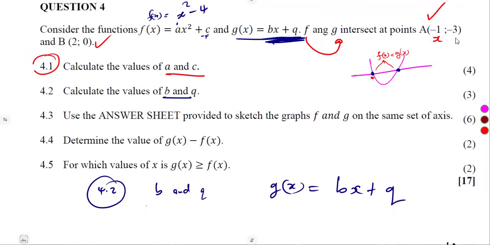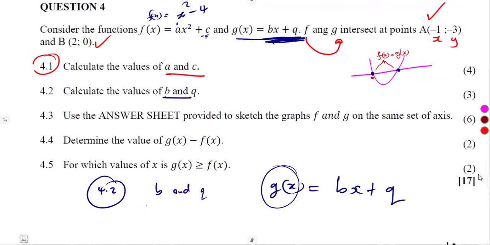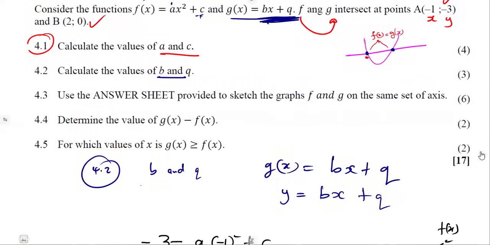This is x. This is y here. So like I said before, in place of g of x, it simply means y is equal. That is what it means, guys. Remember this? So in place of y there, our y is what? A negative 3. So let's substitute from point A.